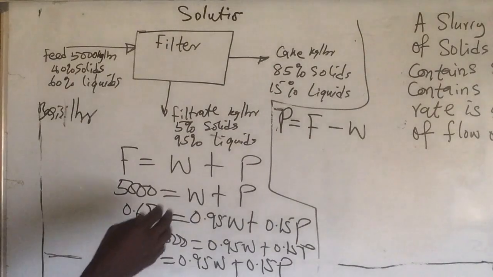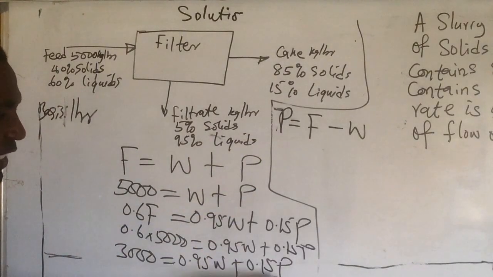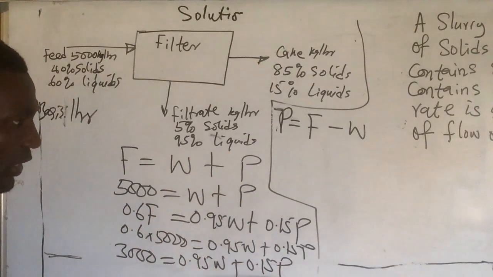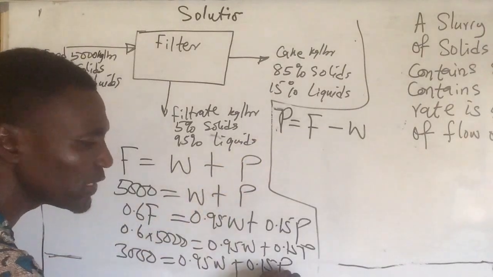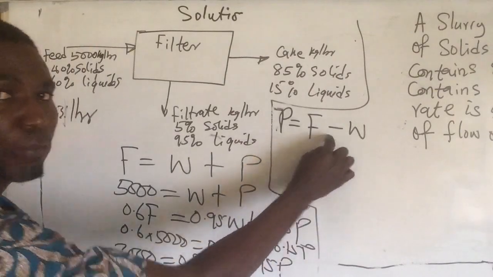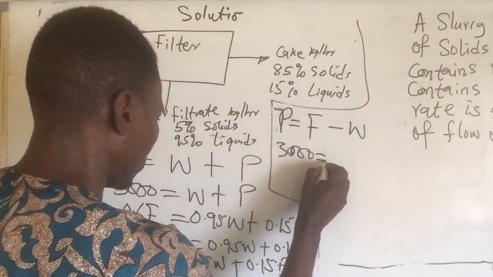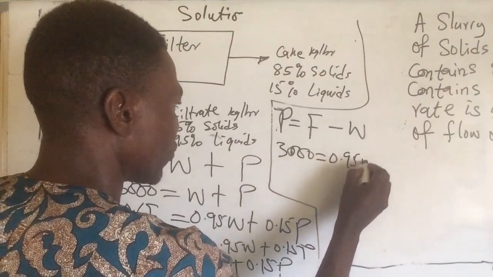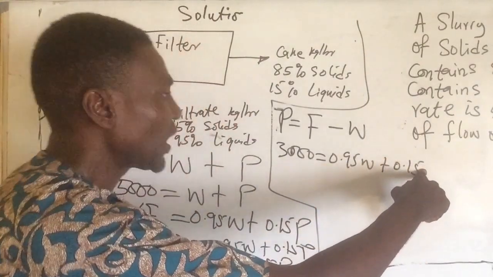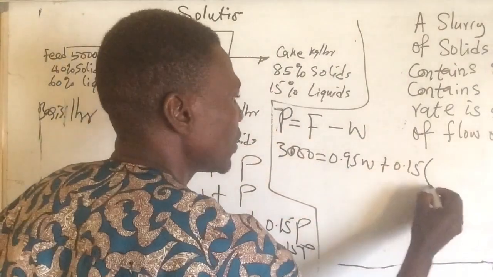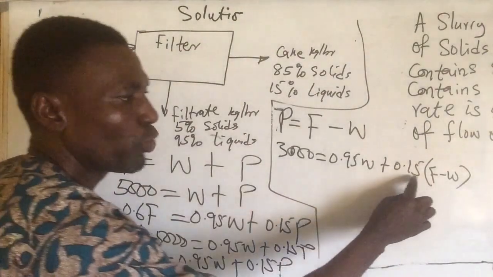Now substituting this value in this place, this is P here, we have W and P here. Since P equals F minus W, I will remove this P and put F minus W. What do we have now? I will now have 3,000 equals 0.95 W plus 0.15. Now instead of writing P, I will exchange it with F minus W. Remember, so now open the bracket.